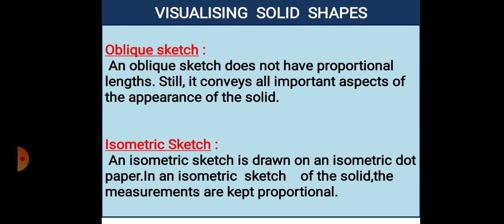We discuss the terms oblique sketch and isometric sketch. Oblique sketch. An oblique sketch does not have proportional lengths. Still, it conveys all important aspects of the appearance of the solid. Isometric sketch. An isometric sketch is drawn on an isometric dot paper. In an isometric sketch of the solid, the measurements are kept proportional, but in case of oblique sketch, the lengths are not proportional.